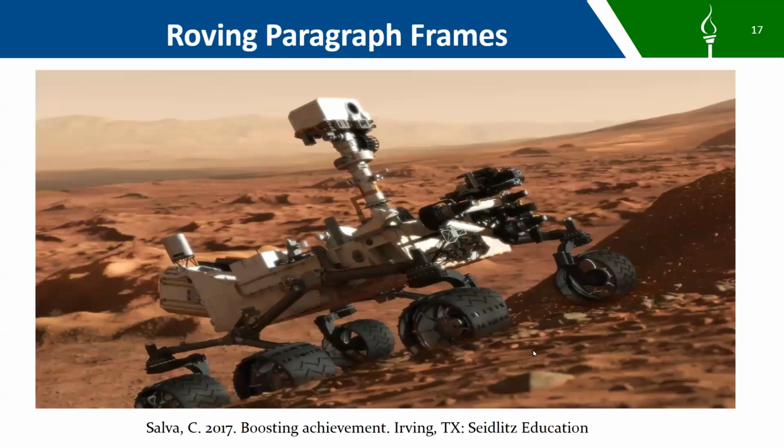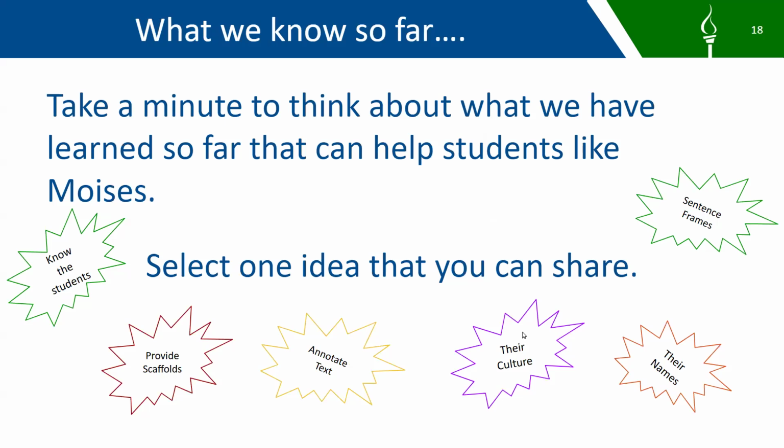So now we're going to do an activity that I love. It's called the roving paragraph. And I tried to think of a way we could do this virtually. So we're going to try this out today. I want you to take a moment to think about what we've learned so far, like last time, this time, and write down on a piece of paper one idea that you can share. It could be about knowing the students, scaffolds, annotating, culture, their names, sentence frames, whichever thing that you want.